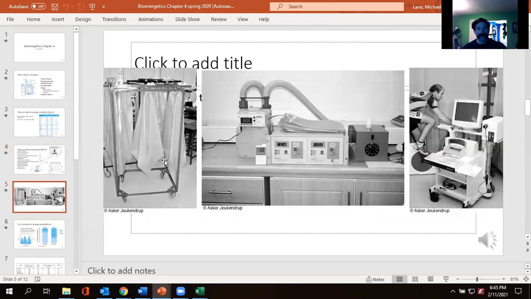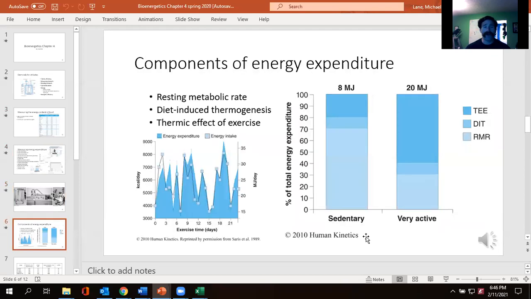So that's that Douglas bag we were talking about. Here we have obviously more of the breath by breath analysis, and then more recent, and you can notice by the monitor, we're not talking that recent, spirometers, or not spirometers, but this can be more of indirect calorimetry through looking at respiration and effectively oxygen demands and carbon dioxide being given off.